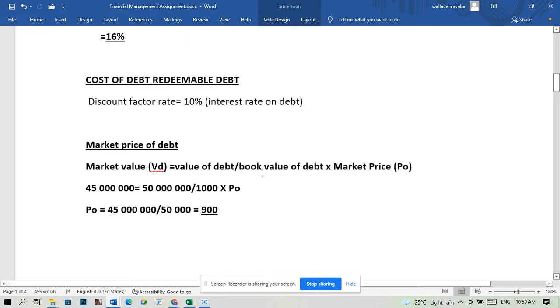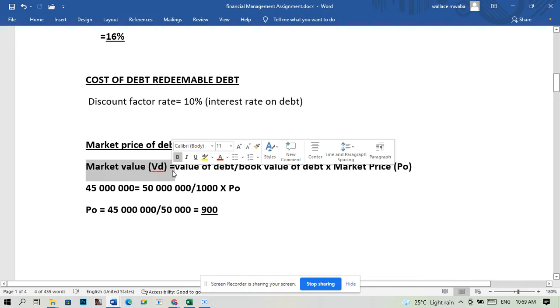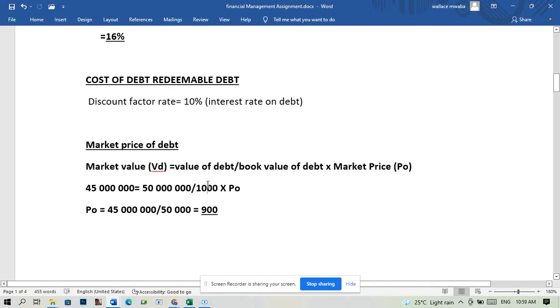So first, we have to find our market price of the debt. Remember, we're given the market value but not the market price. We need the market price because that is what's going to be paid in year zero. Whenever you're doing the internal rate of return, in year zero you have to state the market price. So we're given 45 million as our market value. The face value of the debt is 50 million, and the book value of the debt is 1,000. So we're going to find the market price.